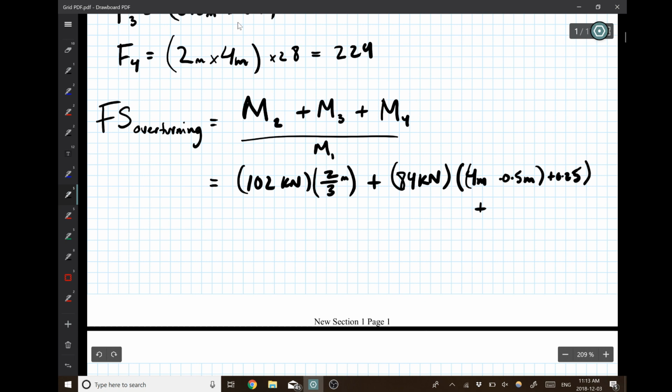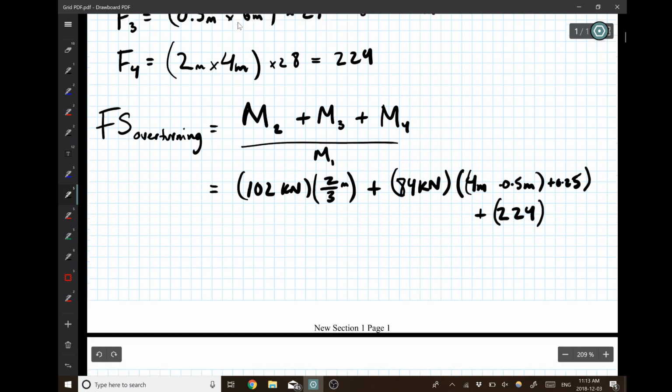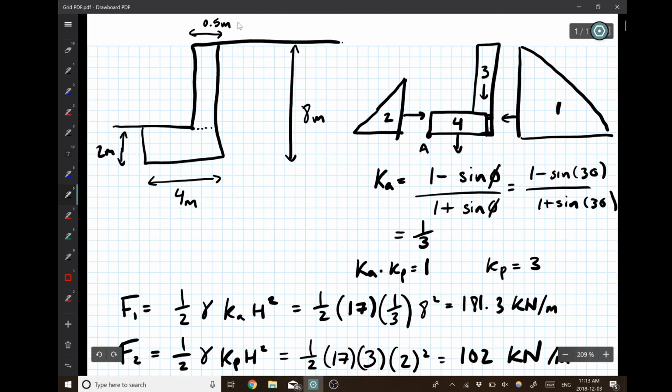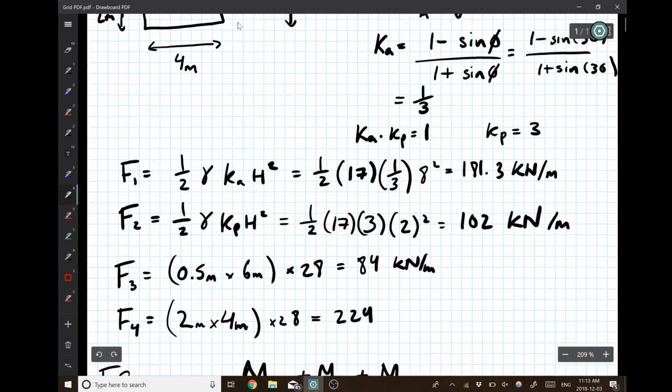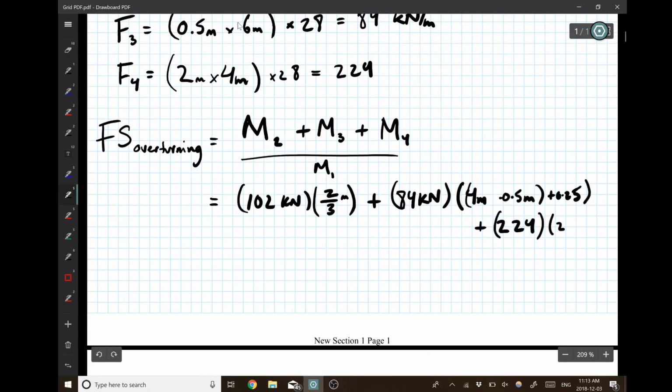And then adding in also the moment from our force 4, which is 224 kilonewtons, and our centroid of force 4 is this. If this length is 4 meters, it's half of that, so it's 2 meters. And then that's all. Those are all of our clockwise moments.